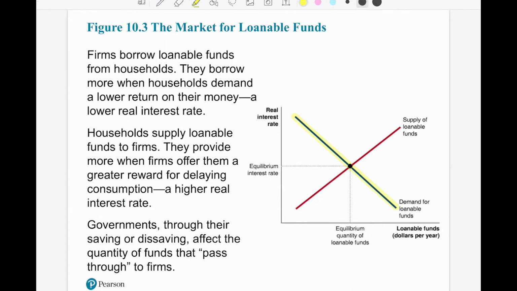Now the supply of loanable funds is going to be determined by the willingness of households to save and by the extent of government saving or dissavings. So the higher the interest rate, the greater the reward for savings, and the larger the amount of funds households will save. So we have this upward sloping supply curve representing this direct, or positive, relationship between the quantity of loanable funds and the interest rate.